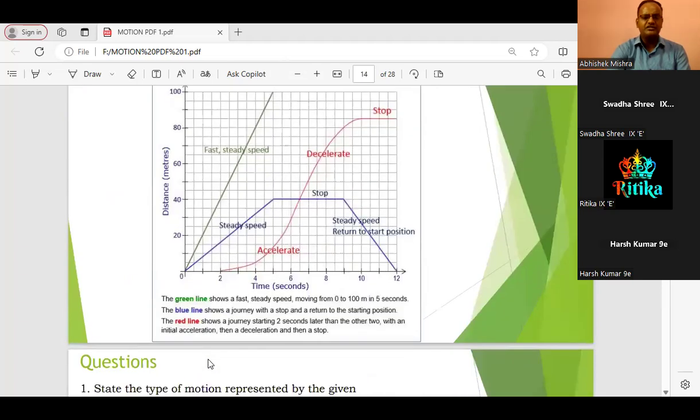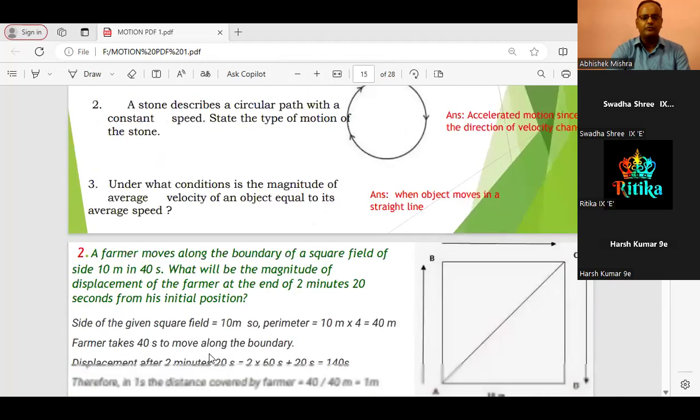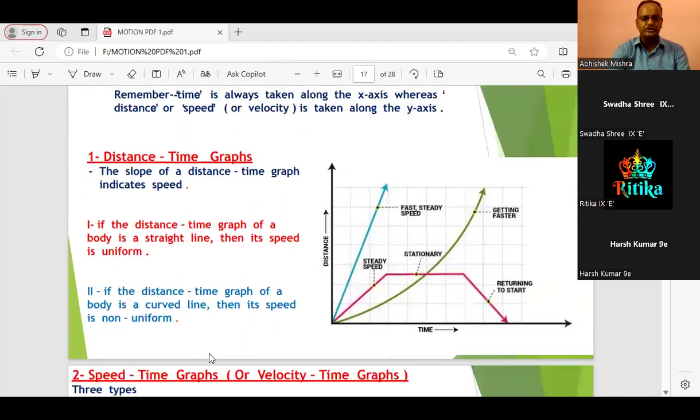Now, students, after this we will come to a very important topic, the graphical representation of motion. This is an extremely important topic, and from here many conceptual questions can be asked in the examination. Students, all of you, please look first.